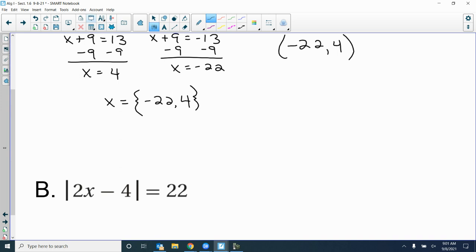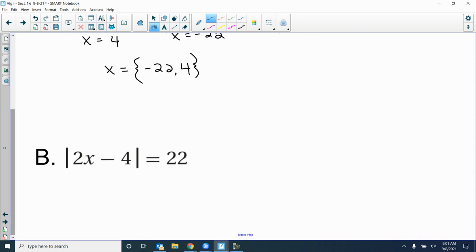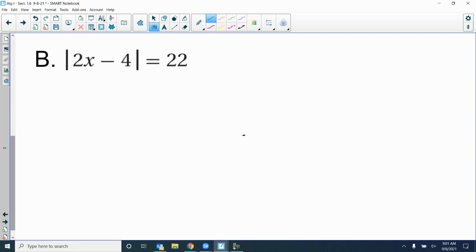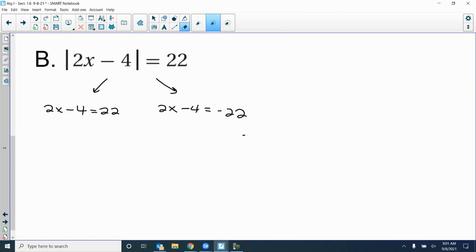All right, so we're going to do the exact same thing. Same idea here. I've got the absolute value equals 22. So as long as my absolute value is by itself, you're going to do two cases. The first case, take 2x minus 4 equals 22. In the second case, take 2x minus 4 equals negative 22. And when we do that, you no longer have absolute value bars. You drop them. We're done with those. And then we figure out how you solve them individually.